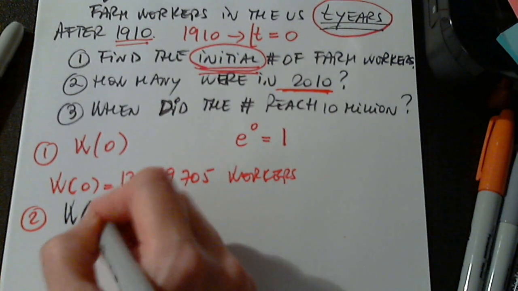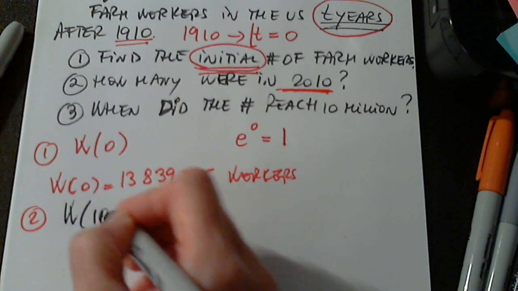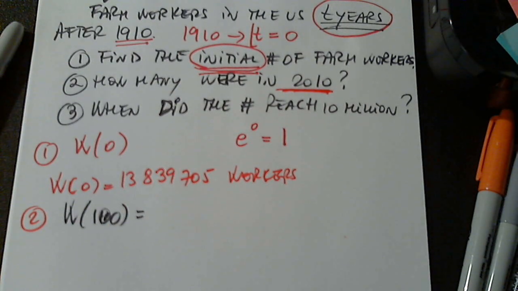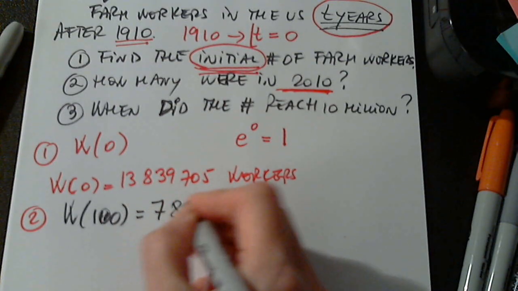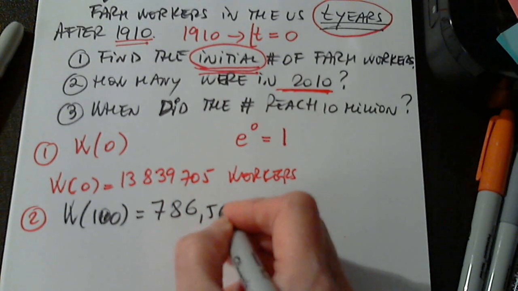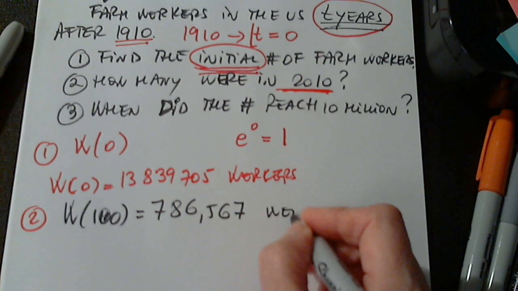Okay. So I have to determine. So that's another reason why I enter the function in there, so then I don't have to worry about it. Oh, sorry, I meant to go back to x, put 100. Make sure you highlight the number. So look at that. It dropped to, in 100 years, to 786,567 workers.